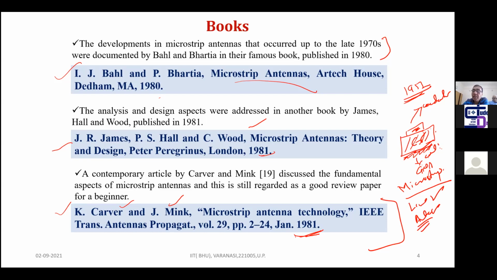Once you see microstrip line, that means the width matters. Line means it can be of any length, a transmission line having any infinite length. We cannot restrict the length, but width is very important.